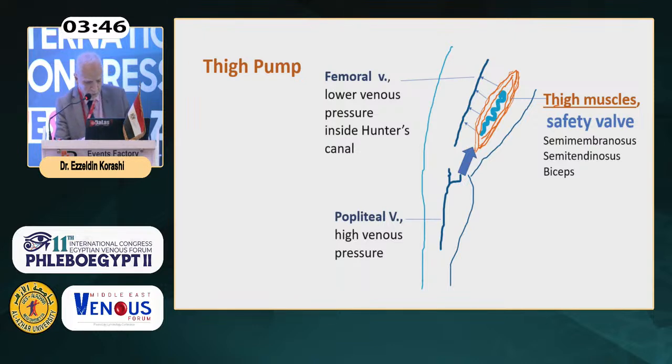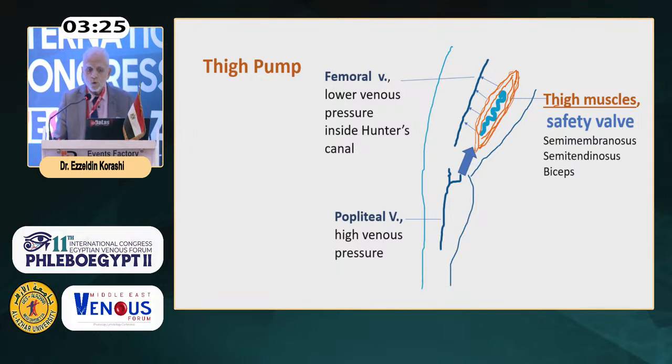We have these. There is the popliteal vein down, as you see. This popliteal vein has high pressure. The femoral vein inside the Hunter's canal cannot distend much. There is a very good safety valve.